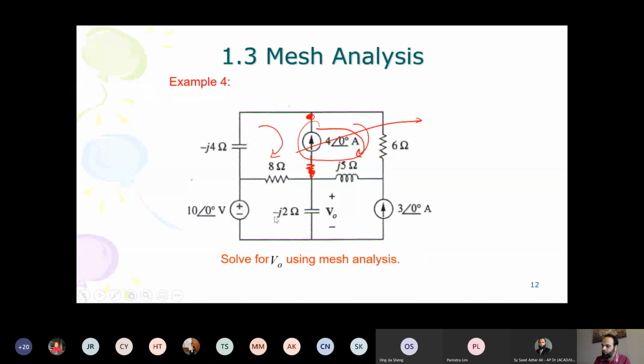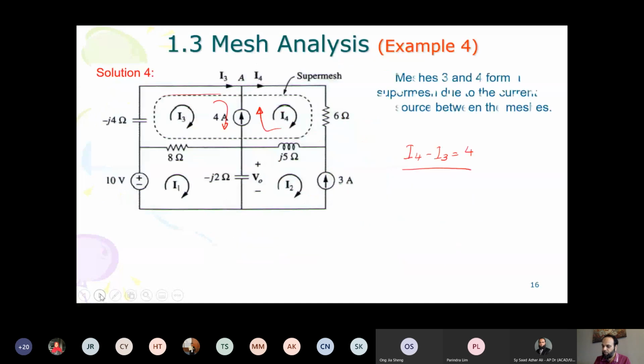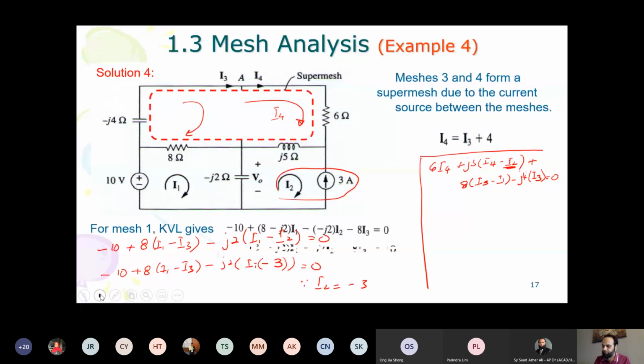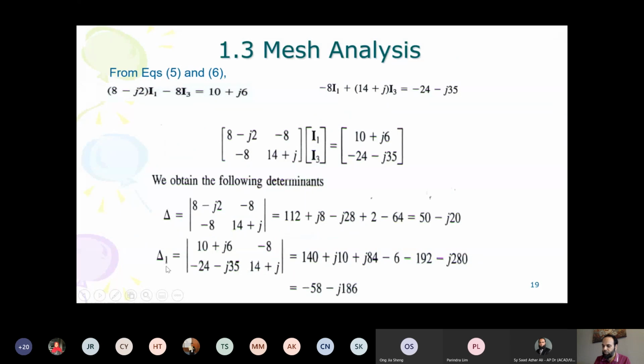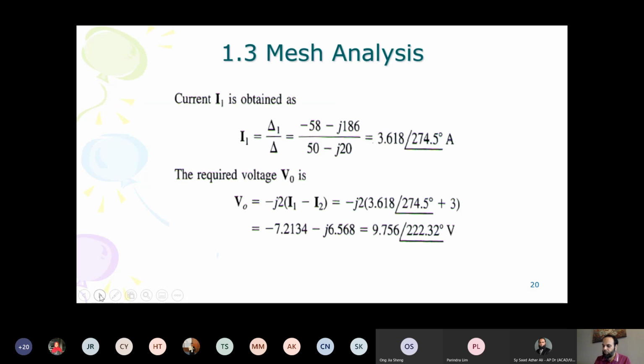Find V0. For V0 we need I1 and I2. We already have I2, so we just need to find I1. That's why we are solving for just I1. So delta 1 is this, and I1 will be delta 1 upon delta. The required voltage V0 is minus j2, which was the component there, times the currents in between. We put in the currents, simplify it, and we get the V0 voltage. Any question, guys?